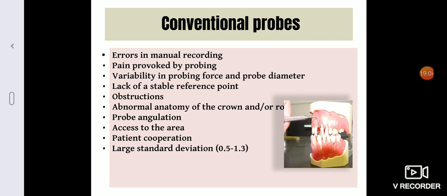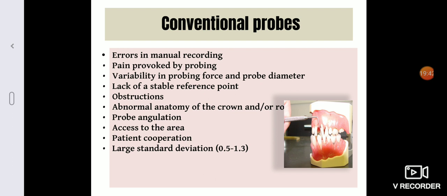Then angulation of the probe. Like I told you, some areas make it difficult to place the probe at a proper angulation, and sometimes there can be certain degrees of variation in angulation. Again, access to the areas: posterior areas are a little difficult to probe with a proper probing technique. Patient cooperation is a very important aspect because many times when we want to probe all around the entire dentition, the patient may not lend enough cooperation for us to carry out the recording as well as probe placement and insertion. So that is a very important point.